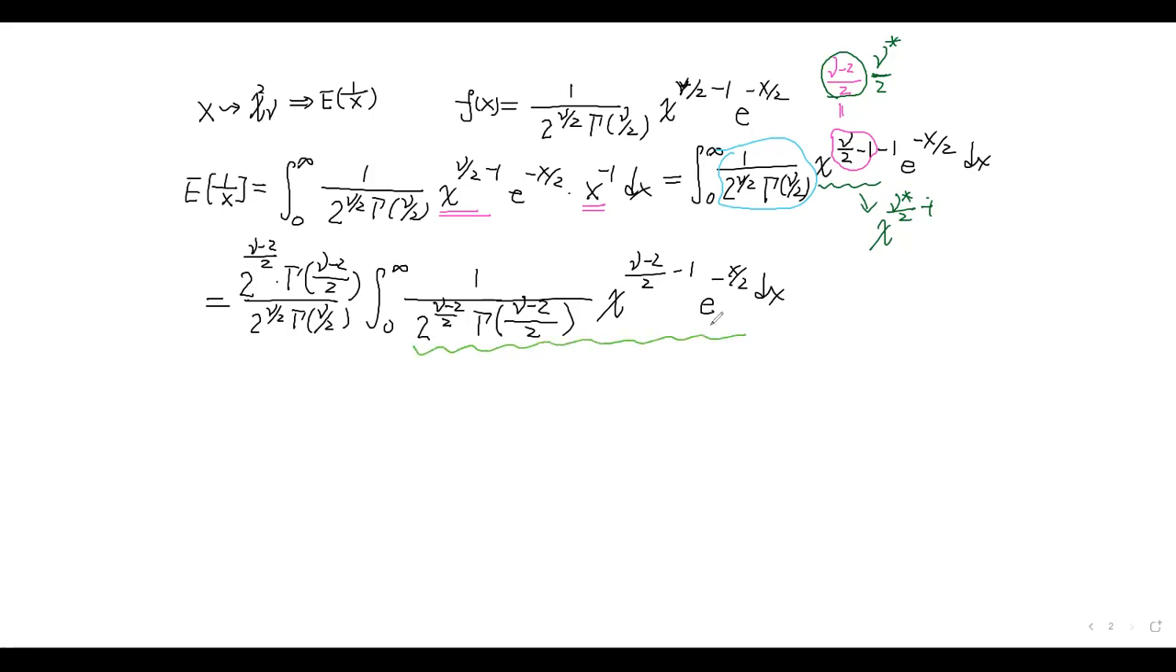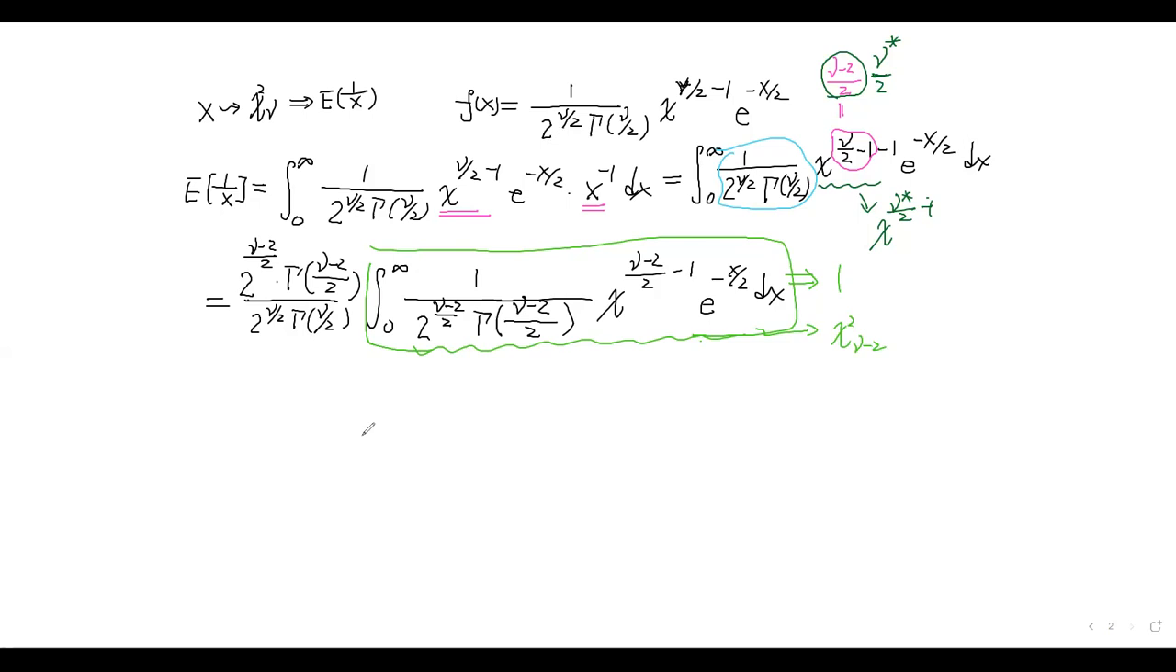Then you see this here is the PDF of another chi-square with degrees of freedom V minus 2. If you integrate the whole PDF, what does it become? It becomes 1. So this is the chi-square distribution with V minus 2, and that's why when you integrate over the whole domain, it's 1.